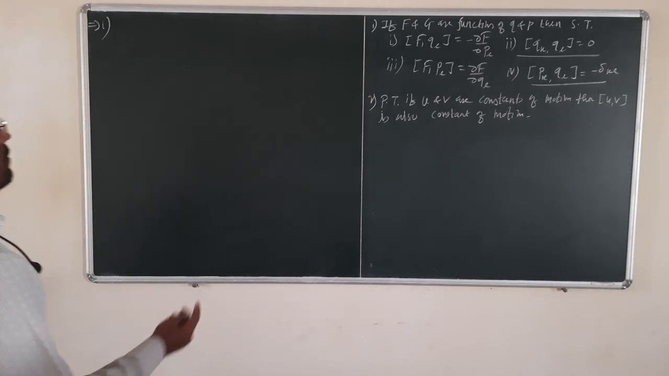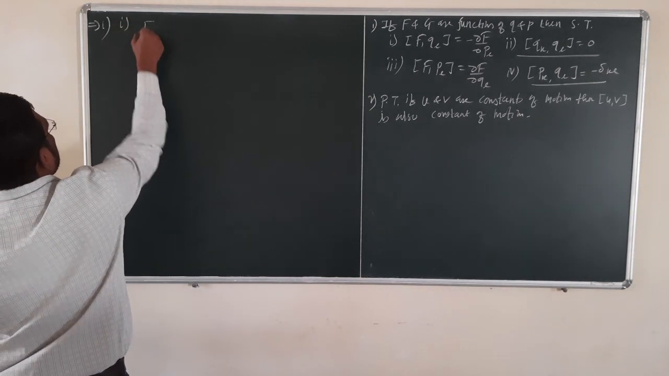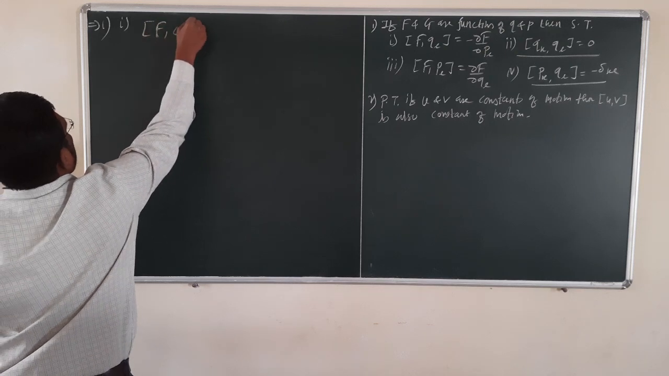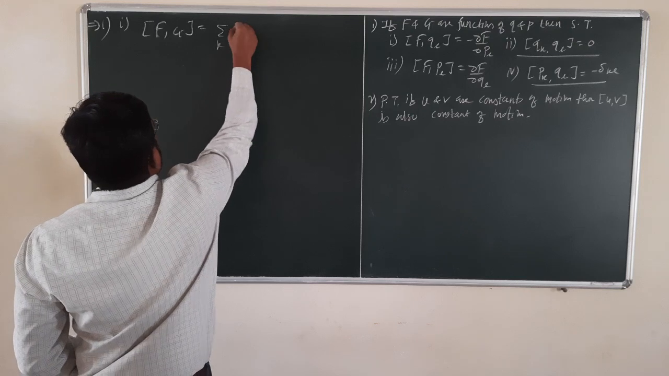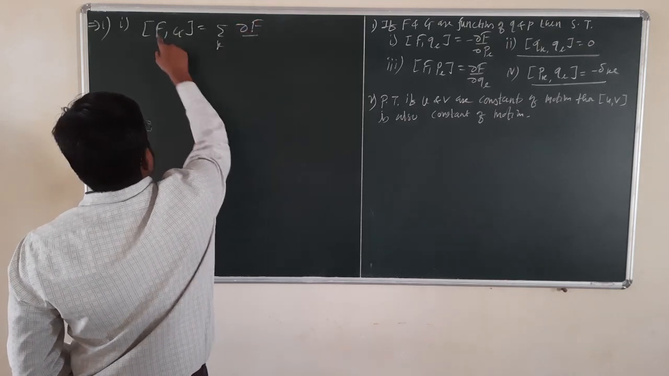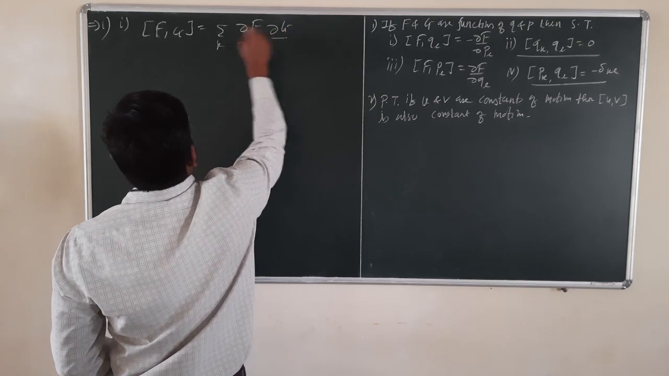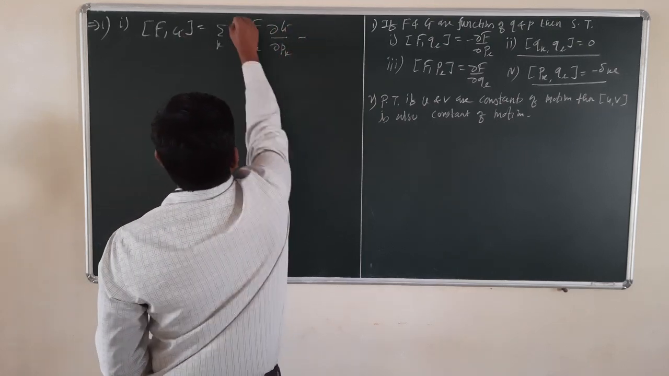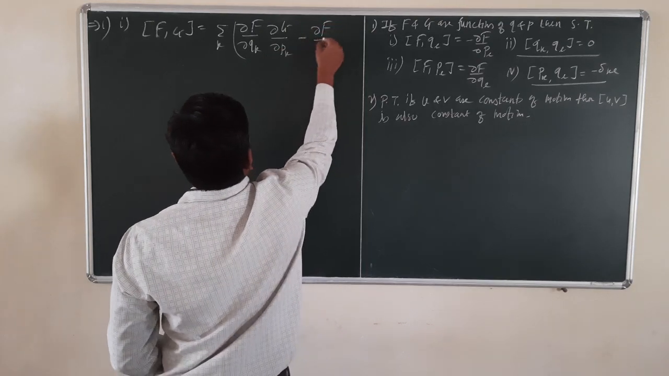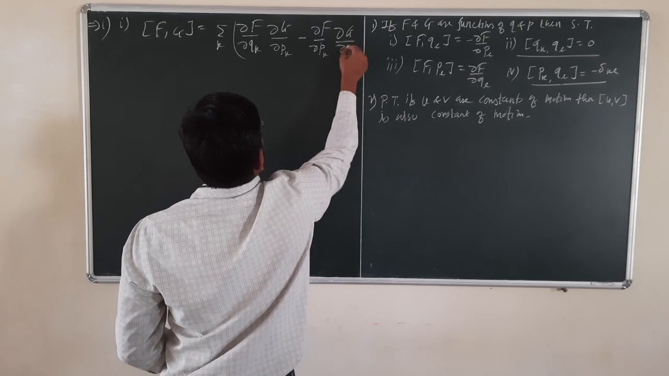So we start with the definition. The Poisson bracket of f and g is, we know, the summation over k of the partial derivative of f, which is the first function, with respect to qk, partial derivative of g, which is the second function, with respect to pk, minus the second term, the partial derivative of f with respect to pk and the partial derivative of g with respect to qk.